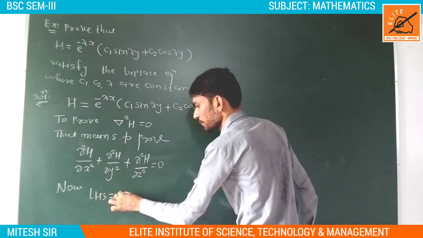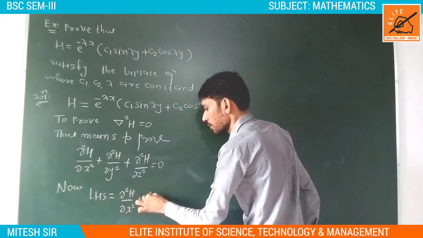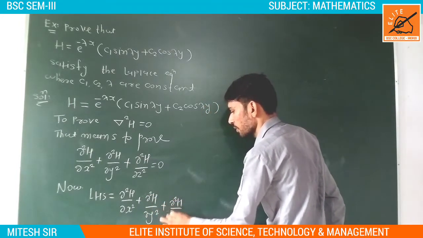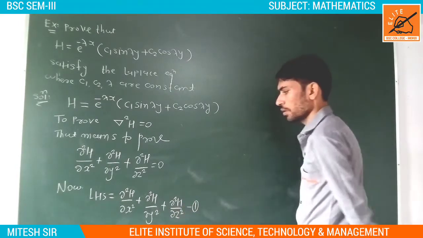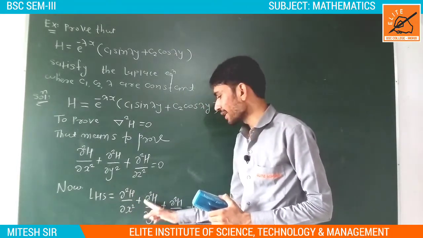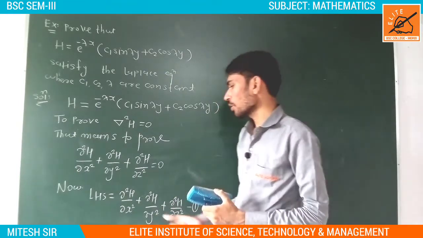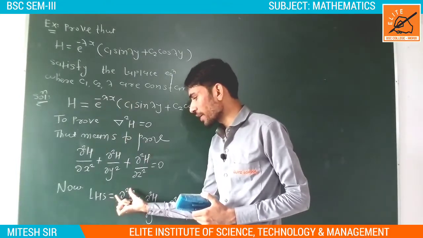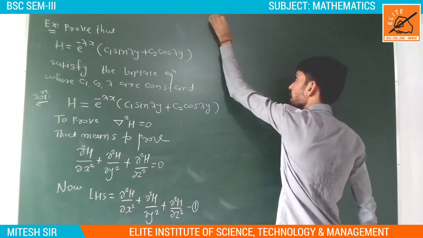Our LHS side is del square h upon del x square plus del square h upon del y square plus del square h upon del z square. Now this is called equation number 1. Now friends, we have to find these three values: del square h upon del x square, del square h upon del y square, and del square h upon del z square. How to find? We have a function h and we do partial derivative with respect to x 2 times, so we get del square h upon del x square. So let us find. First of all we find del h upon del x.